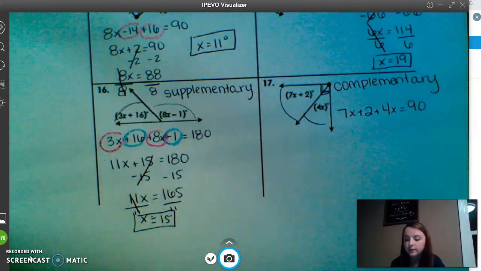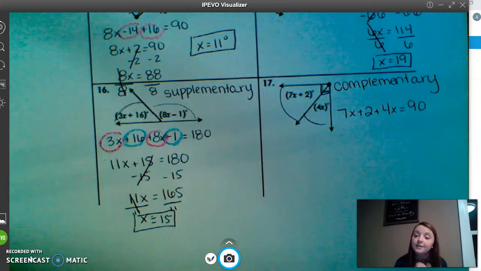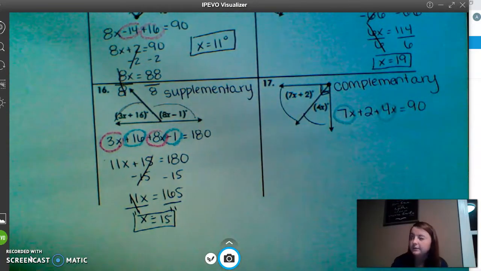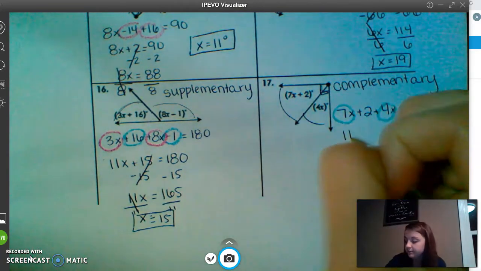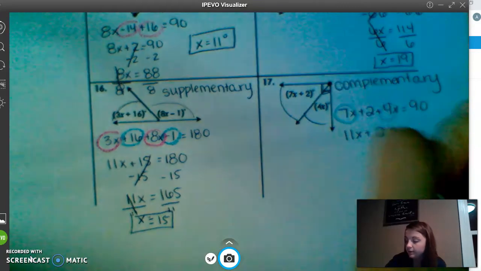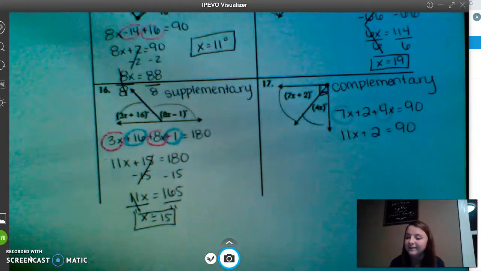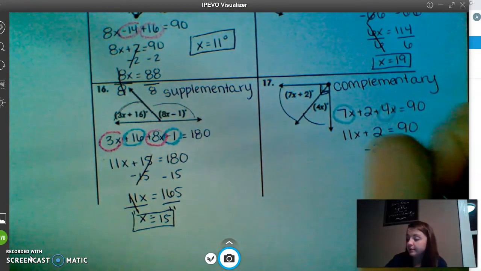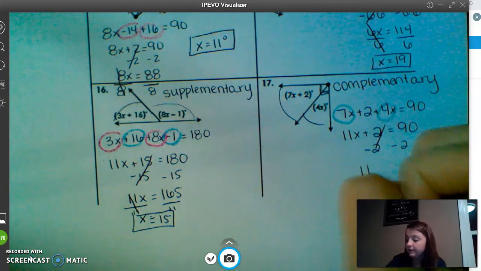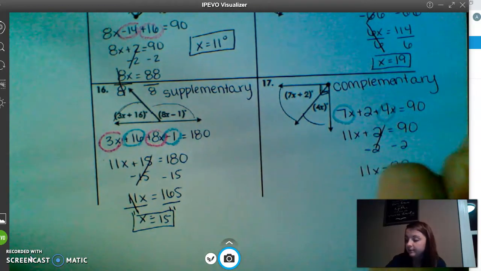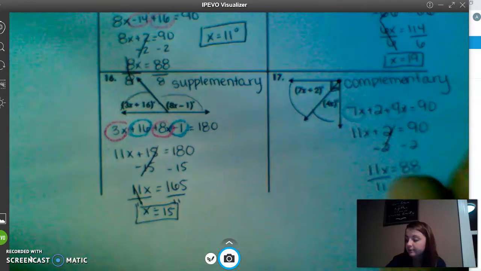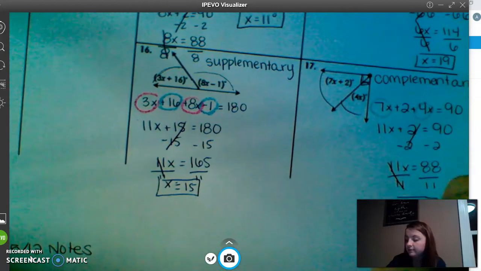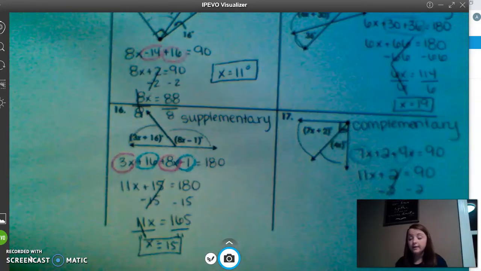Again, we have like terms on the same side of the equal sign, so we have to combine them. 7x plus 4x is 11x plus 2 equals 90. Again, it's a two-step equation, you know what to do. Subtract 2 from both sides to undo the 2, and you've got 11x equals 88. Divide by 11, and you get x equals 8. So that's all of our examples we're going to do today in class.